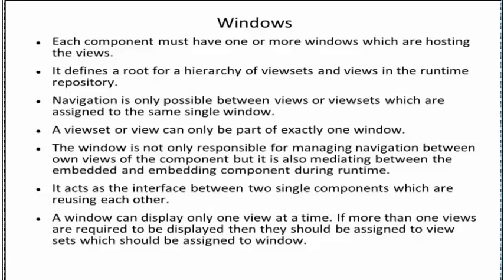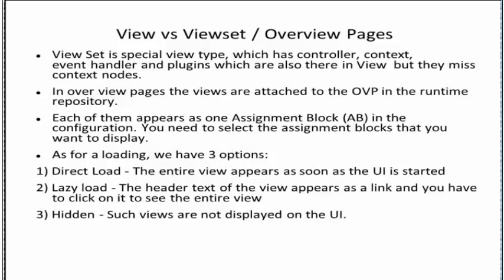So I think we have discussed enough about window. We will move forward to talk about view, view set and overview page. We have already discussed the view. So view set is a special type of view. Technically, view set is also a view. The only difference is, in a view set you will embed multiple views into it. So it will have all the view controller, context, event handlers, etc. But it will not have the context nodes, because you do not show any data within the view set. You show the data only within the views.